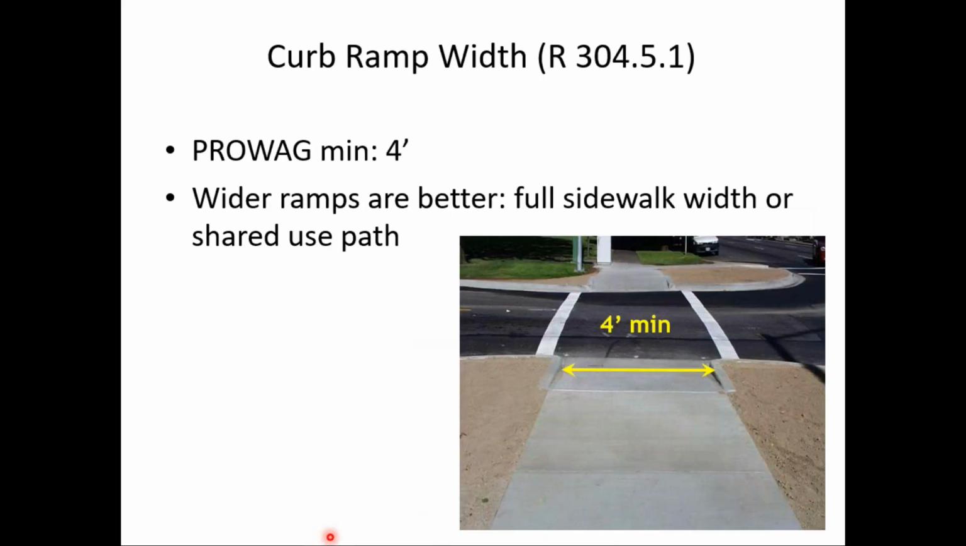Curb ramp width, PROWAG minimum is 4 feet, of course, but my advice would be to make the curb ramp the full width of the sidewalk. Or actually, if you have a shared use path that crosses a road or street, PROWAG requires that the curb ramp be the full width of the shared use path.